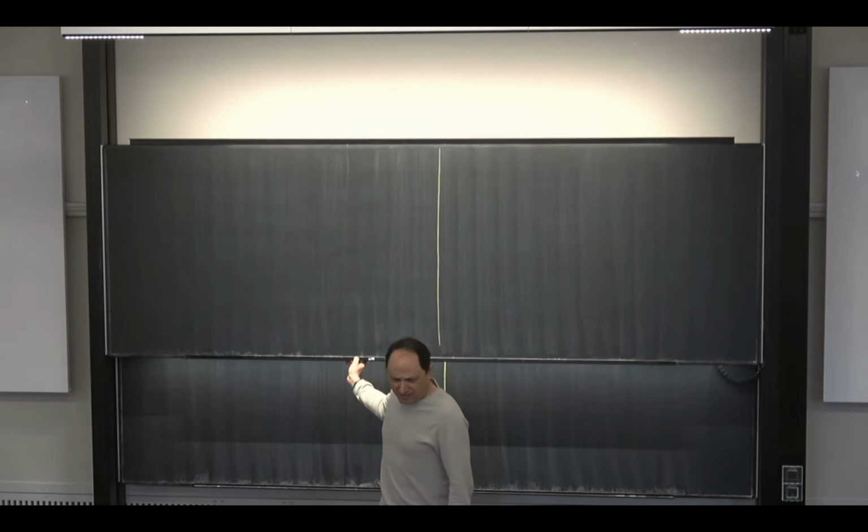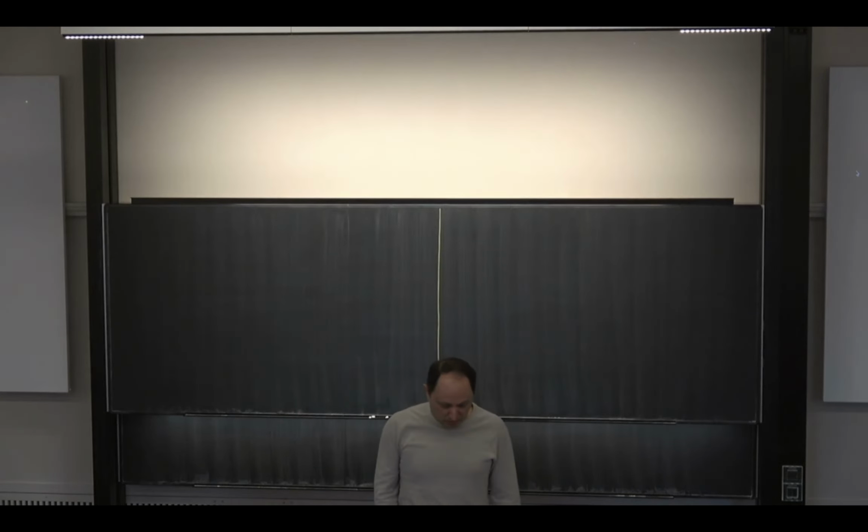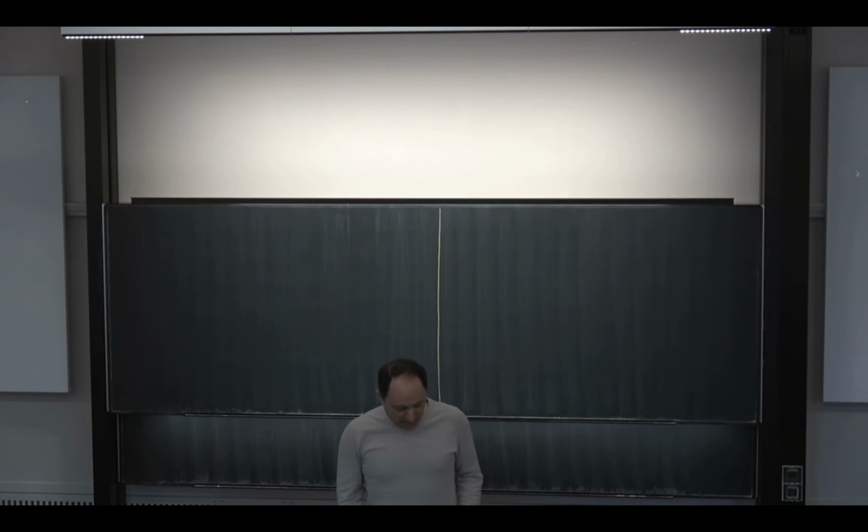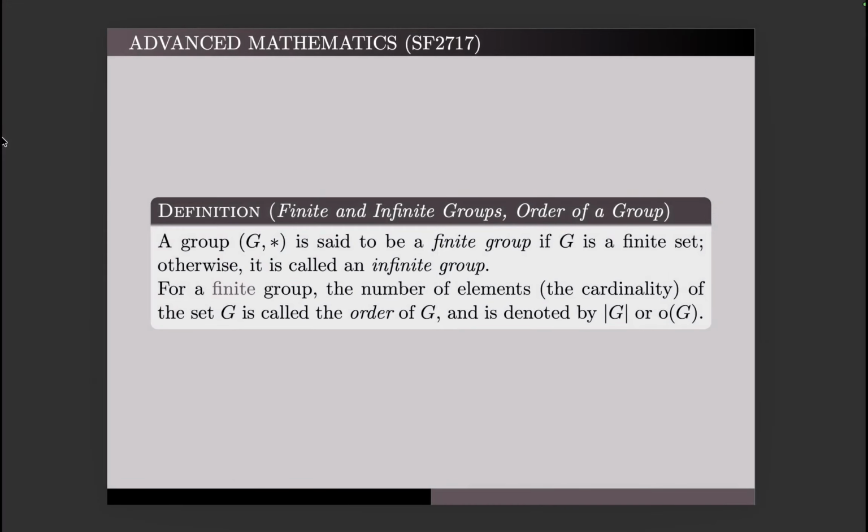Today's lesson is actually very simple, I would say. Let me start with this first slide. So that's a definition. A group G with a star is said to be a finite group if G is a finite set, otherwise it is called an infinite group. Yes.